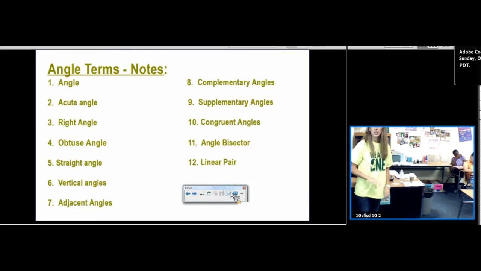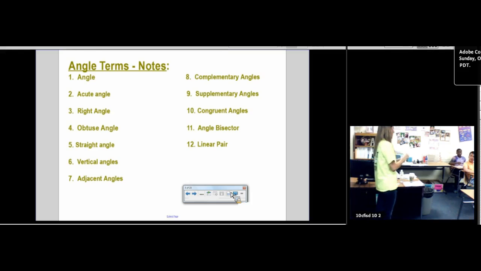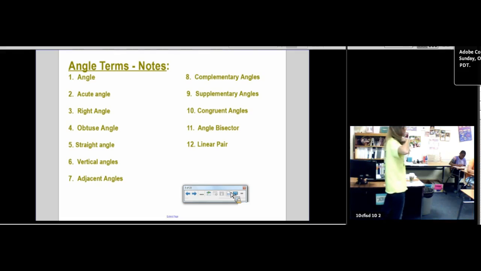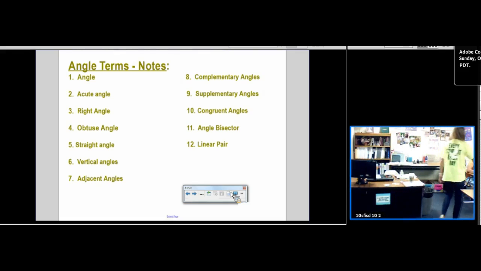Okay. Get out your vocab sheet. These are the answers to your vocab. I want you to write the word. Number 1, the word is angle. Number 2, the word is acute. Write the word. I already wrote the definitions. I already drew the picture. And I just want you to write the word.